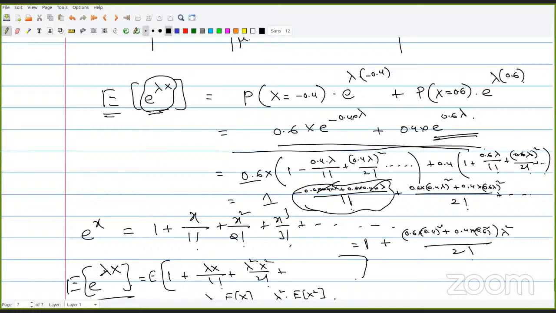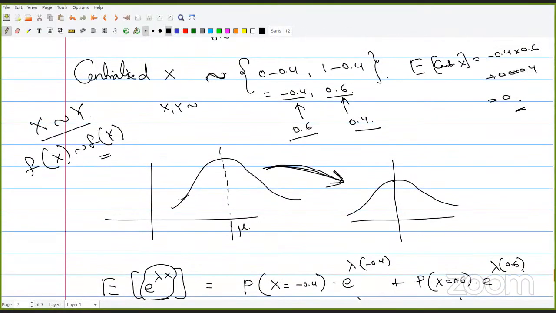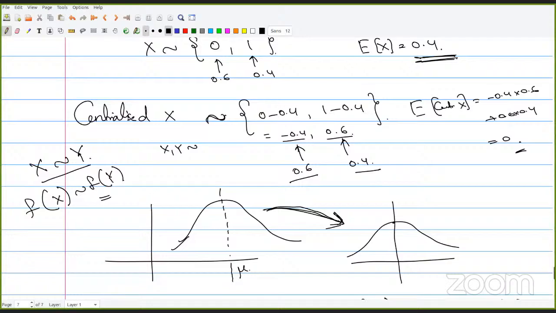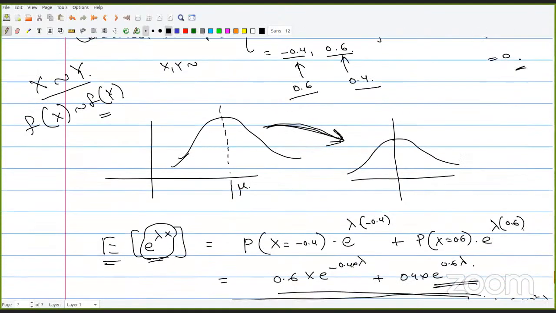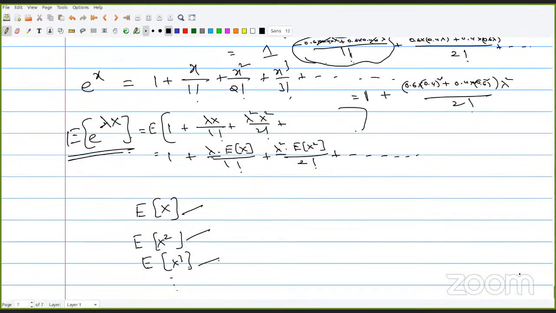What does it actually give you if you don't have the lambda term? Mean is 0. Expected value of x equals 0. Expected value of x is becoming 0. Why is the expected value of x 0? Because we actually have centralized it. Okay. Understood? Yes, sir.